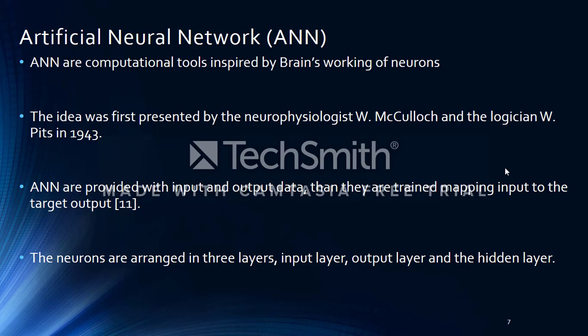Artificial neural network. Artificial neural networks are computational tools inspired by the brain's working of neurons. The idea was first presented by the neurophysiologist W. McCulloch and the logician W. Pitts in 1943. ANNs are provided with input and output data. Then they are trained, mapping input to the target output. The neurons are arranged in three layers: input layer, output layer, and the hidden layer.